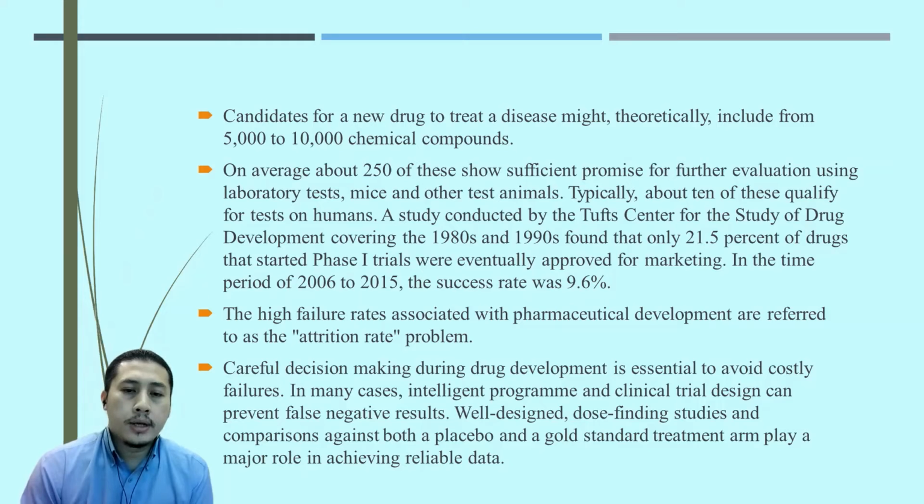The high failure rates associated with pharmaceutical development are referred to as the attrition rate problem. Careful decision making during drug development is essential to avoid costly failures. In many cases, intelligent program and clinical trial design can prevent false negative results. Well-designed dose-finding studies and comparisons against both placebo and a gold standard treatment arm play a major role in achieving reliable data.